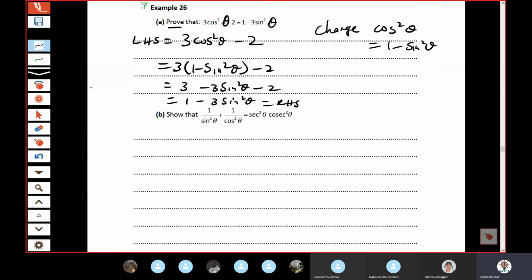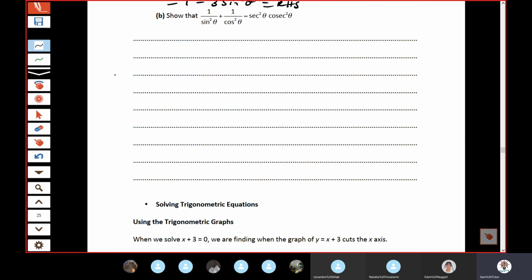All right. Any questions from A? No. B. Got it out? Let's start B. Left-hand side equals. Can someone tell me the first line, except Rosemary? What would you do after this line? 1 on sine squared plus 1 on cos squared.